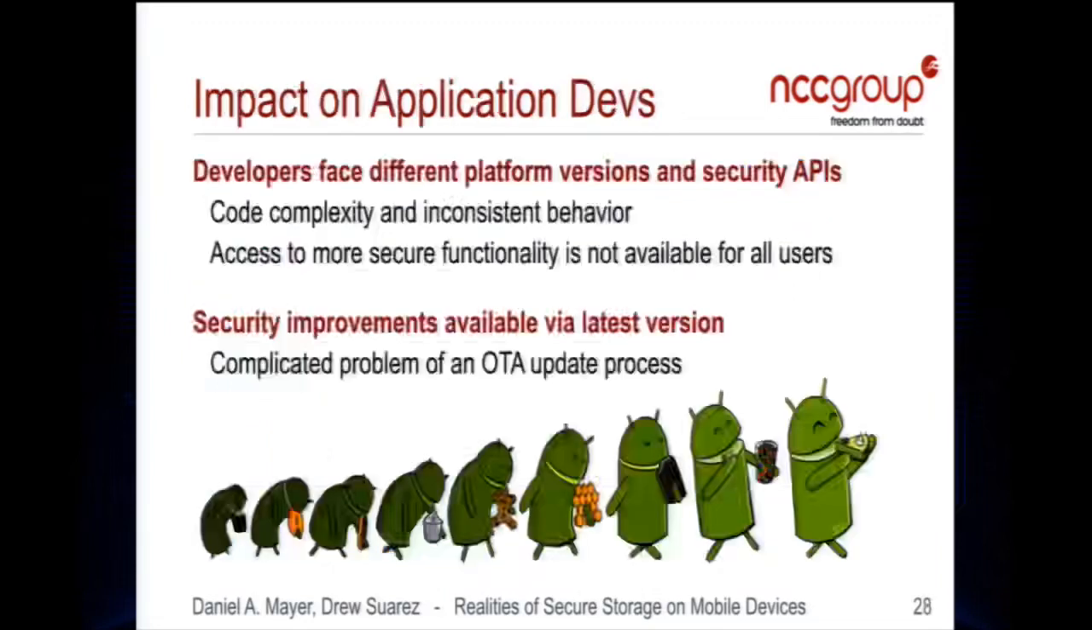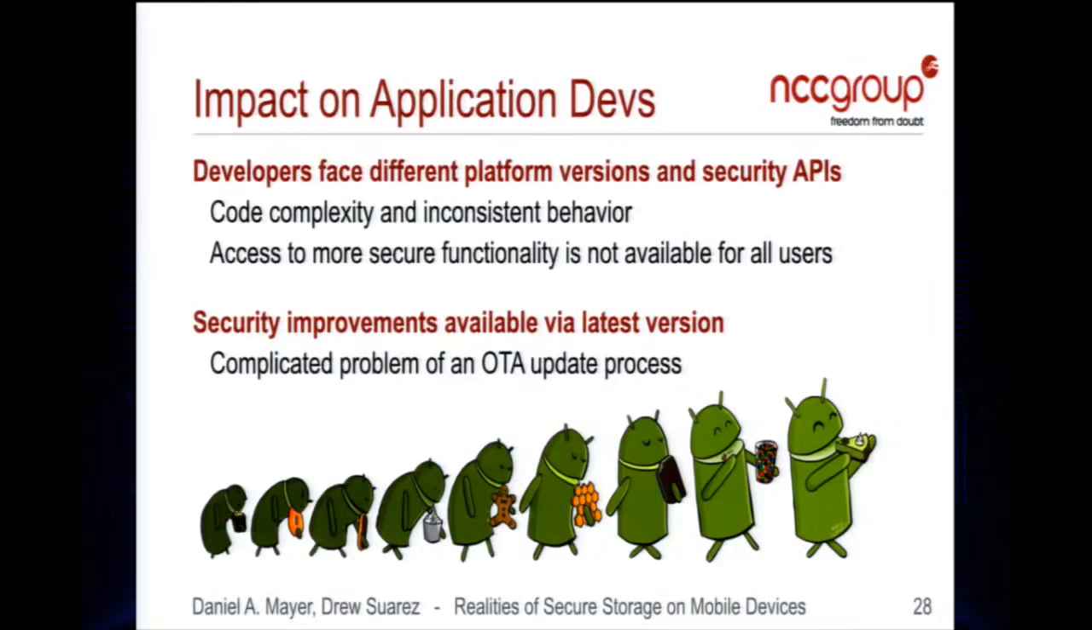This has a pretty serious impact on application developers because there's an immense code complexity problem. In order to target the latest security APIs available, you have to if-def your code considerably to say, well, if we're on 4.4, we should use this facility. If we're on 4.3, you have to fall back to this. A lot of people just default to the most simple option and the least secure option in that case, because they want their app to run properly on all versions of the platform. And as I mentioned, access to the more secure functionality just isn't realistic for all users of Android.